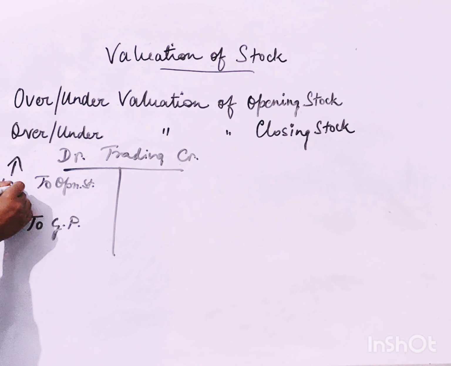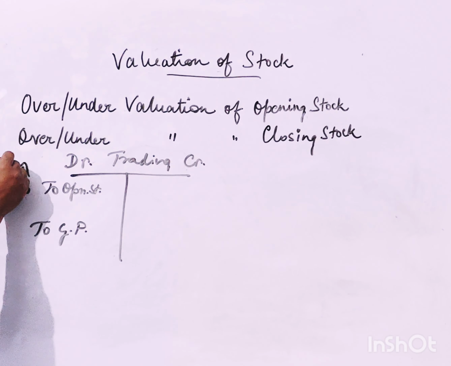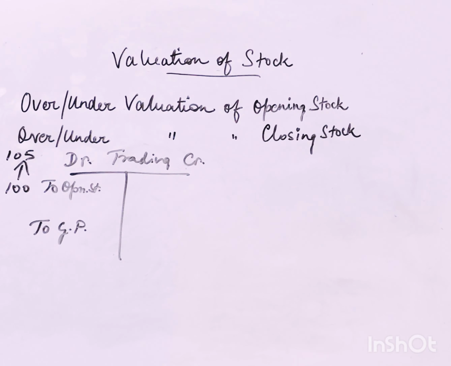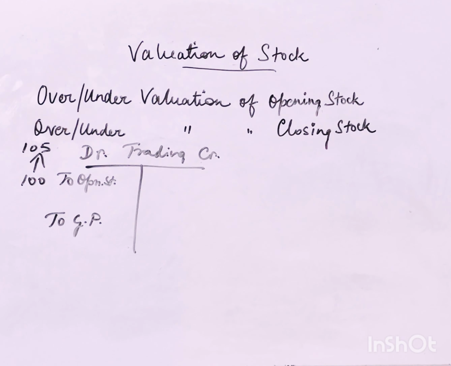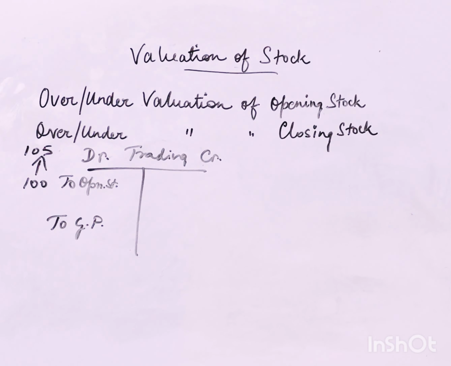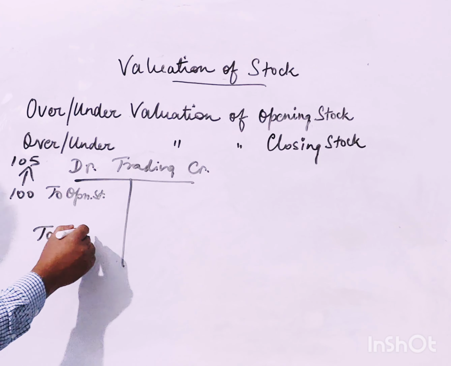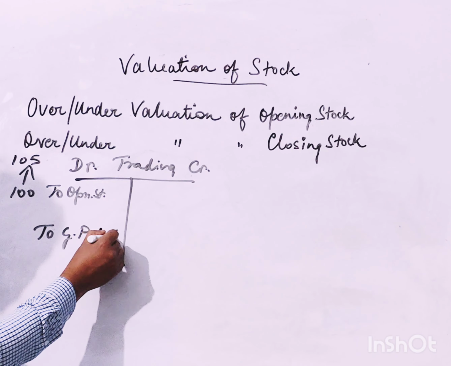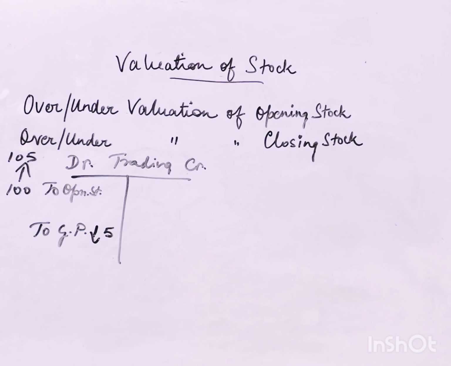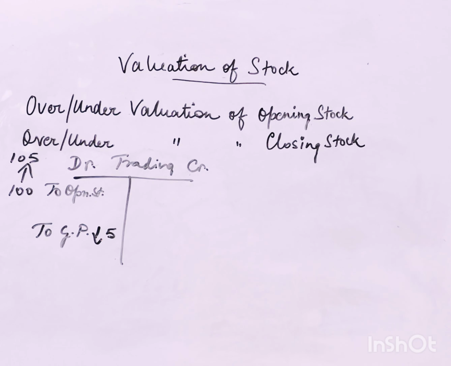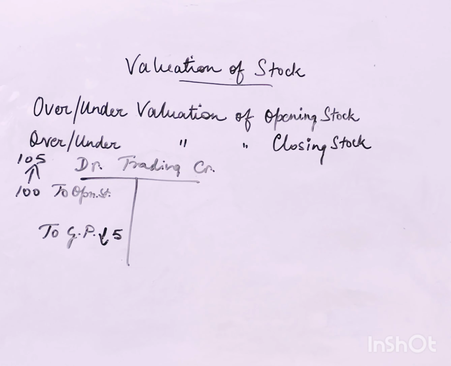My opening stock should have been valued at rupees 100. It is currently incorrectly valued at rupees 105. That means my 5 rupees valuation over and above my original valuation is incorrect. This will ultimately lead to decreased profit. My gross profit will be reduced by rupees 5. Why? Because there is an overvaluation of opening stock.